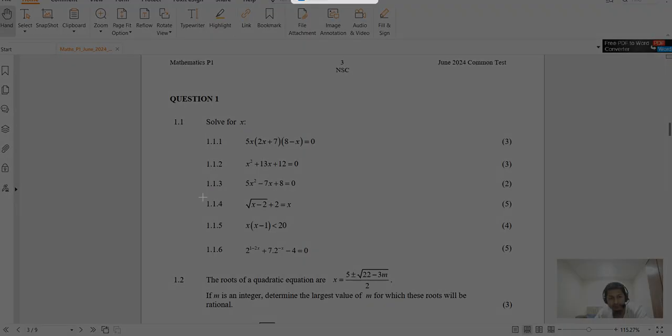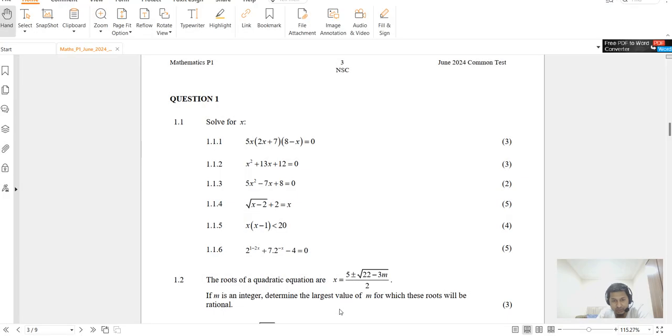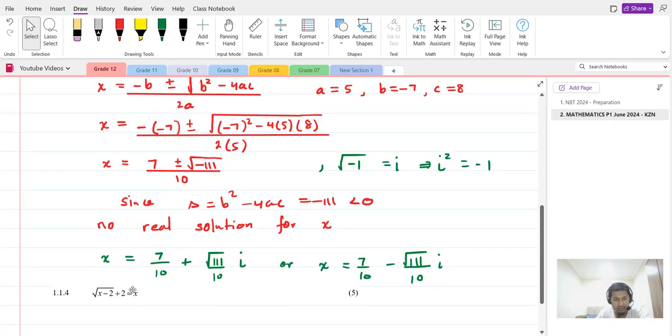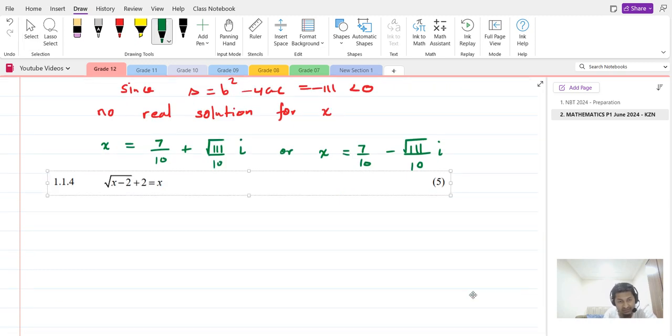1.1.4, we have a third equation and it's 5 marks. So not bad, not bad. Let's see. It's 5 marks, right? So what we do with the third is we take everything over to the other side. We take the numbers over to one side. So we got the square root of x minus 2 is equal to x minus 2.